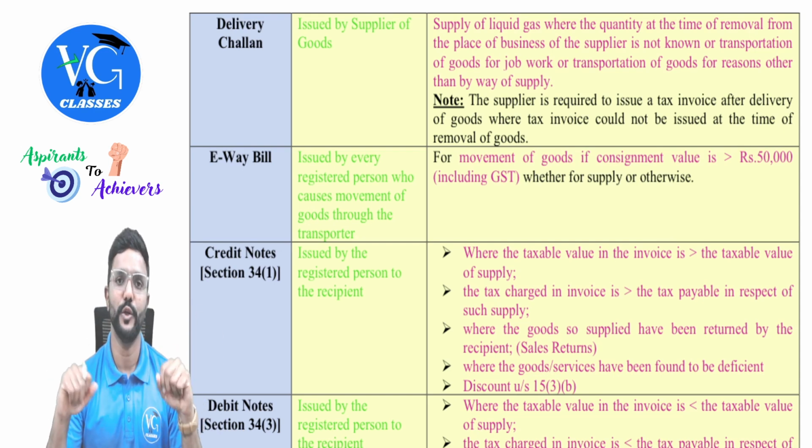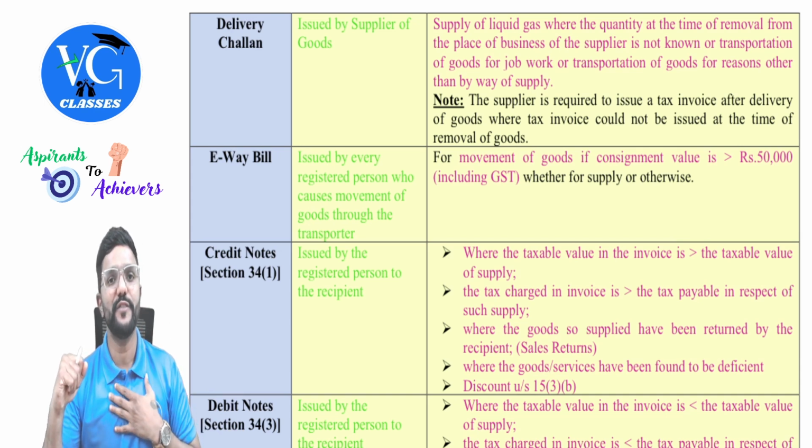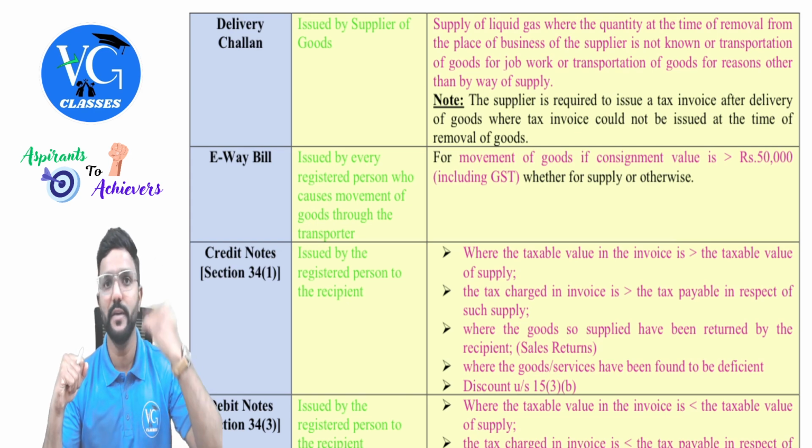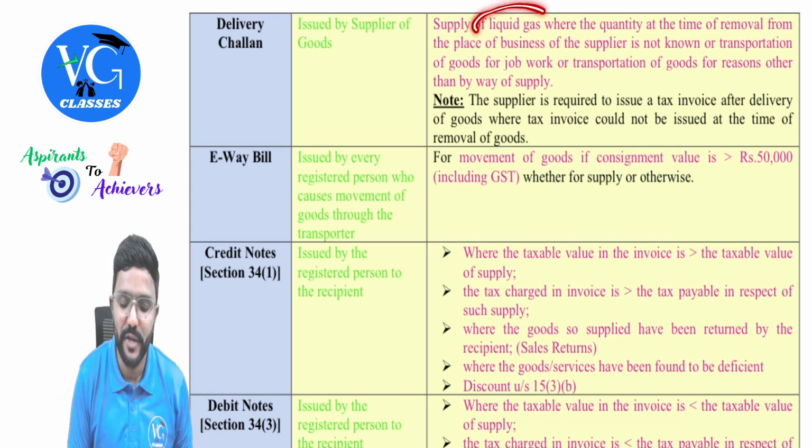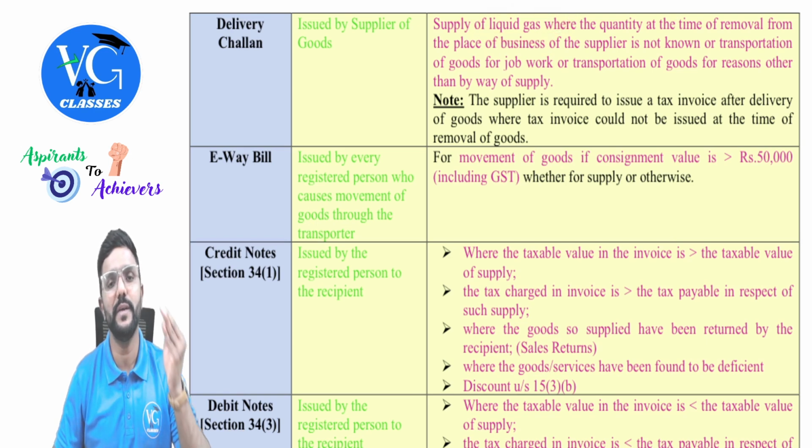So is it a supply? No. In that case, what document should we generate? Delivery challan. When goods are removed from the supplier's place, they have to be delivered to the recipient's place. But when goods are removed from the supplier's place, the quantity is not known, sir, because it is a liquid gas. So the quantity will be known only when it is delivered to the recipient.